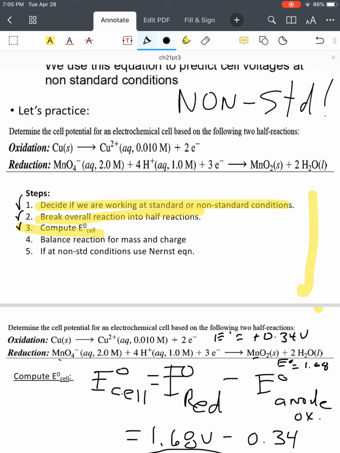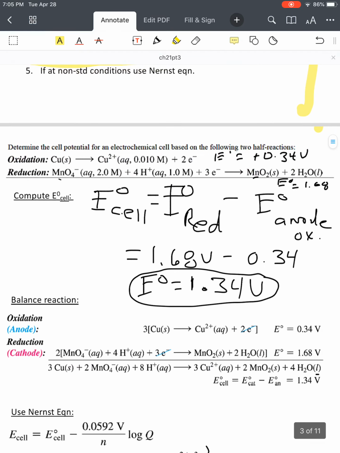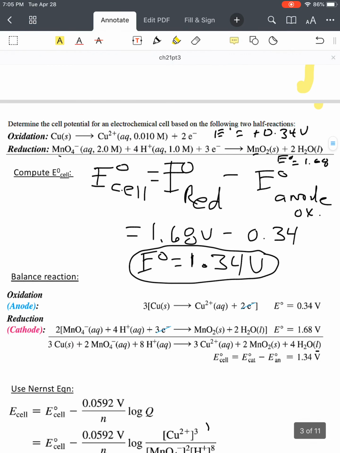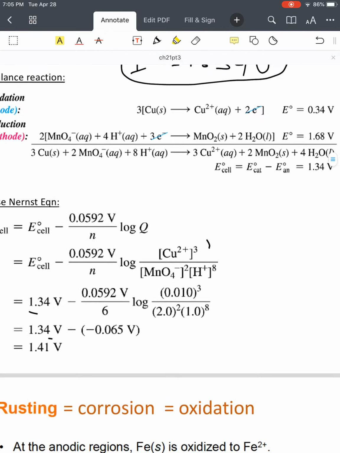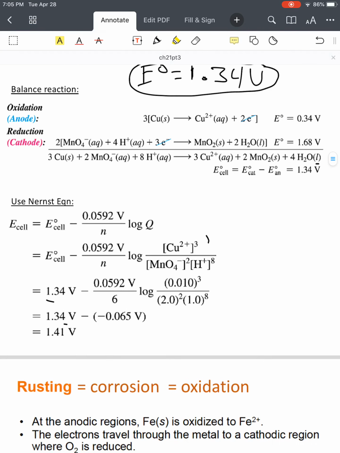The next thing I need to do to help me with this is to balance the reaction for mass and for charge. This is a crucial step for us because it's going to allow us to figure out what n is, and remember that variable lowercase n is needed for our Nernst equation. So to help us with that, we need to balance the overall chemical reaction. So what we're going to do is we're going to return to the half reactions under study. The one for the oxidation and the one for the reduction.